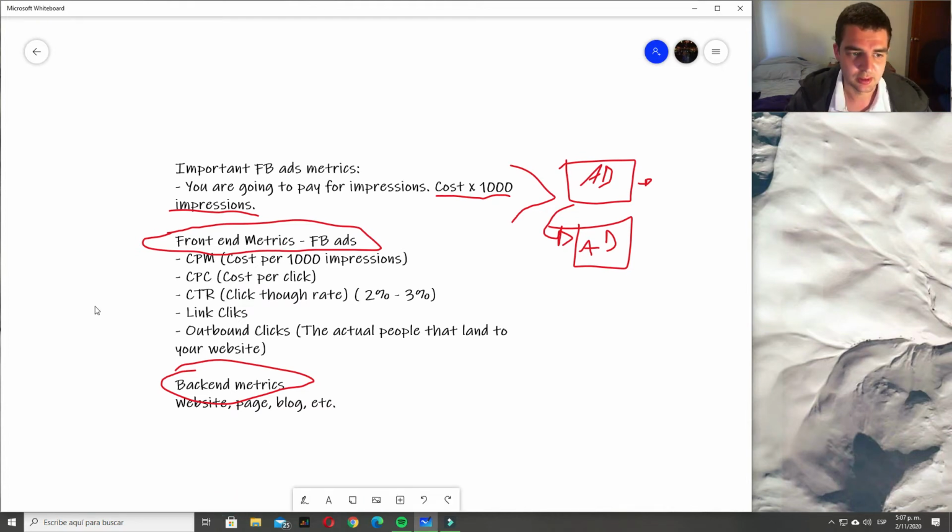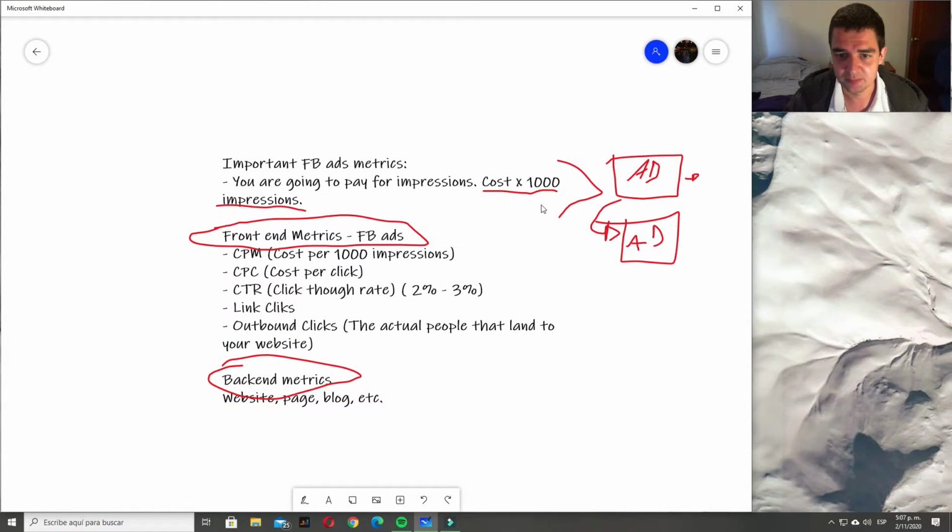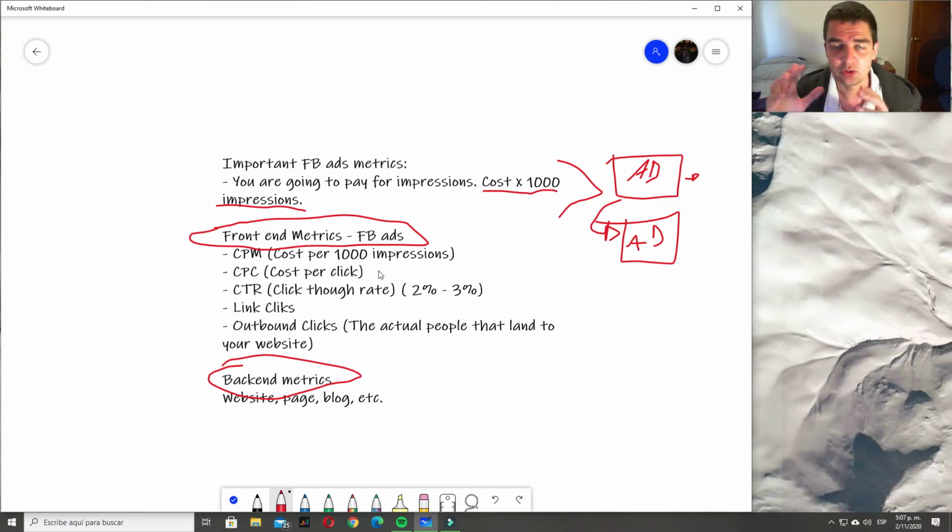So the first metric you need to understand is CPM. This is the cost per 1,000 impressions. This is how much Facebook is going to charge you to show the ad to 1,000 people. The second metric you need to understand is cost per click. Facebook shows the ad to 1,000 persons, but some of those people are going to click the ad, not all of them. If you divide the total cost of the ad by the total people that clicked on it, you are going to know the cost per click.